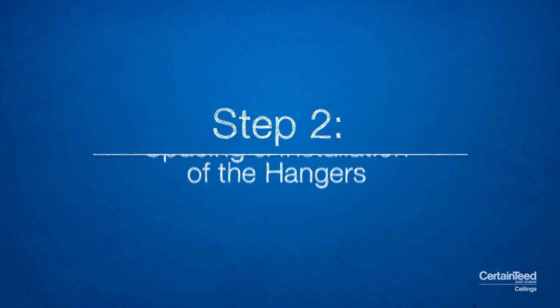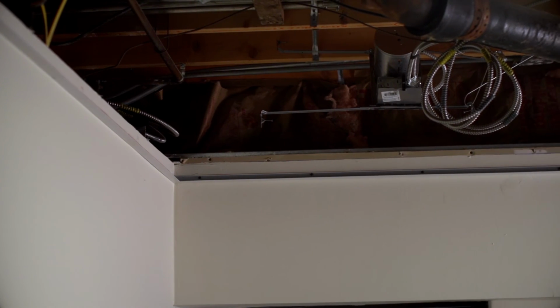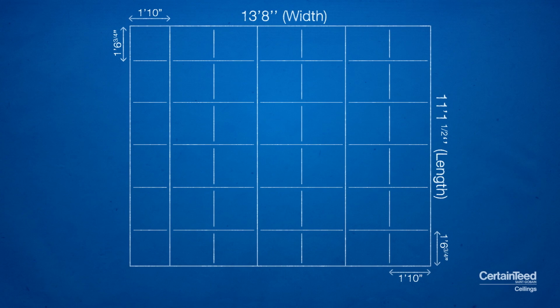Step 2. Spacing and installation of the hangers. You are now ready to lay out your grid lines and hanger wires. While creating the room diagram, you made some decisions on where the main tees and cross tees would be placed. Note that you will be running the main tees perpendicular to the floor joist.